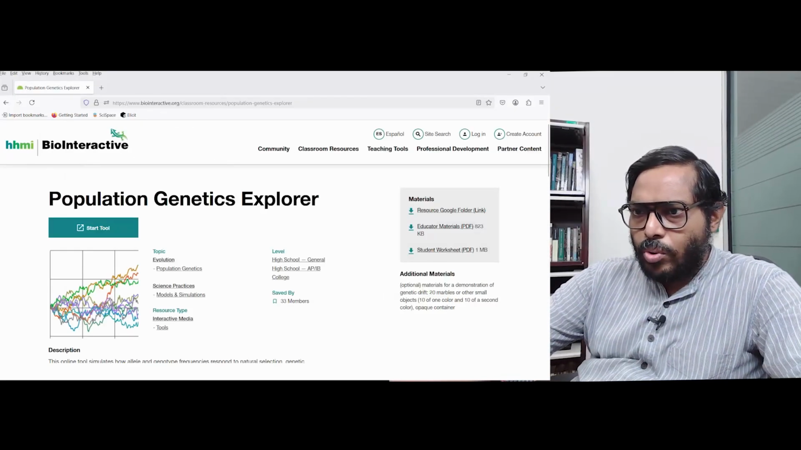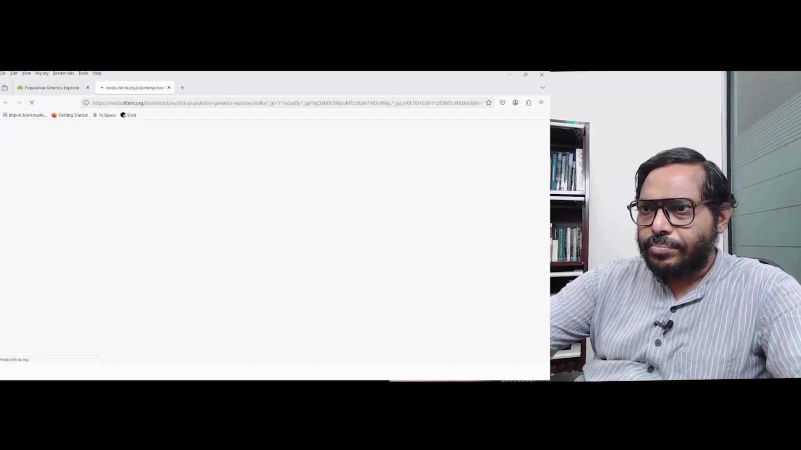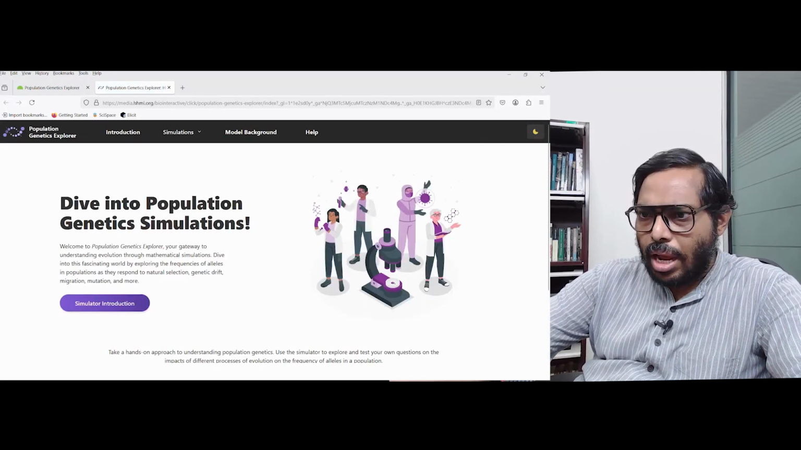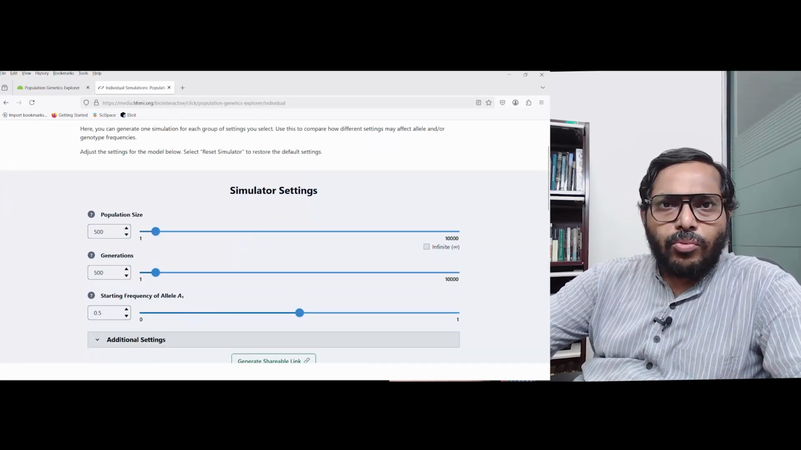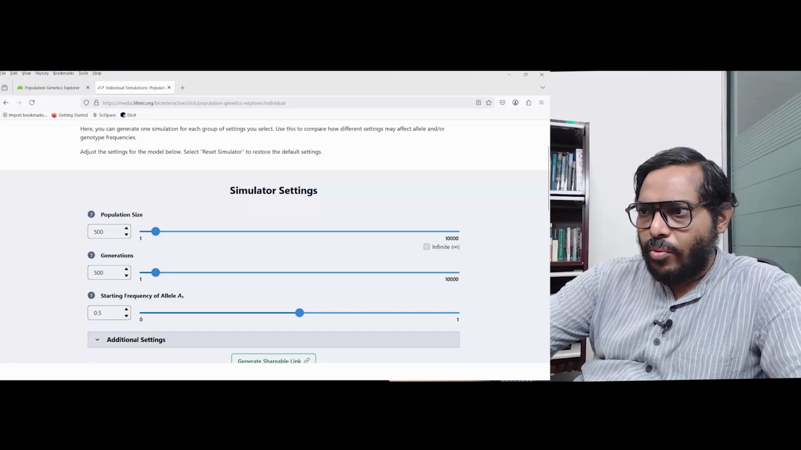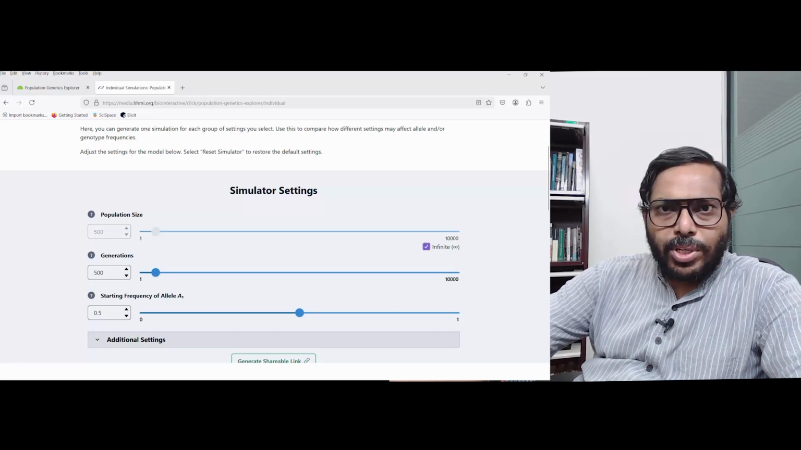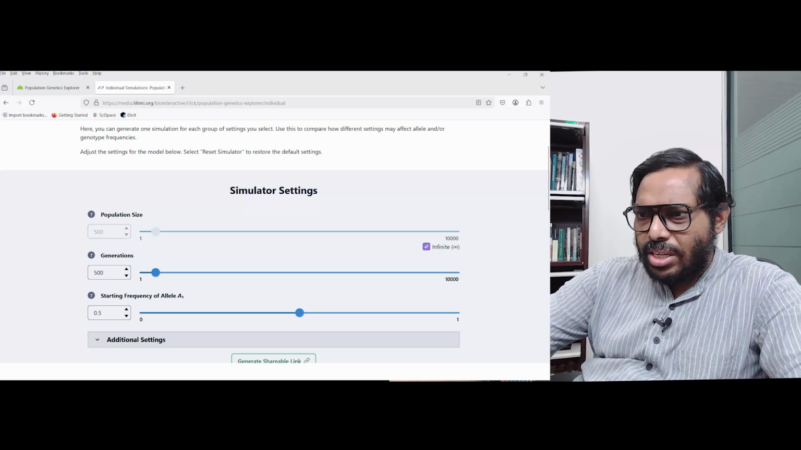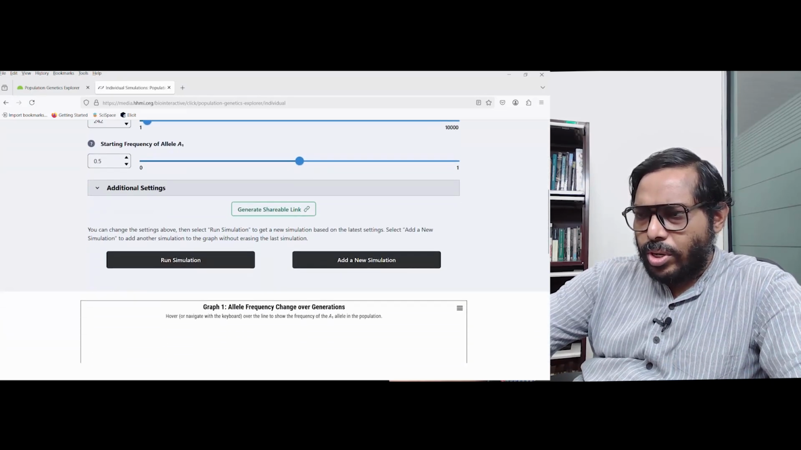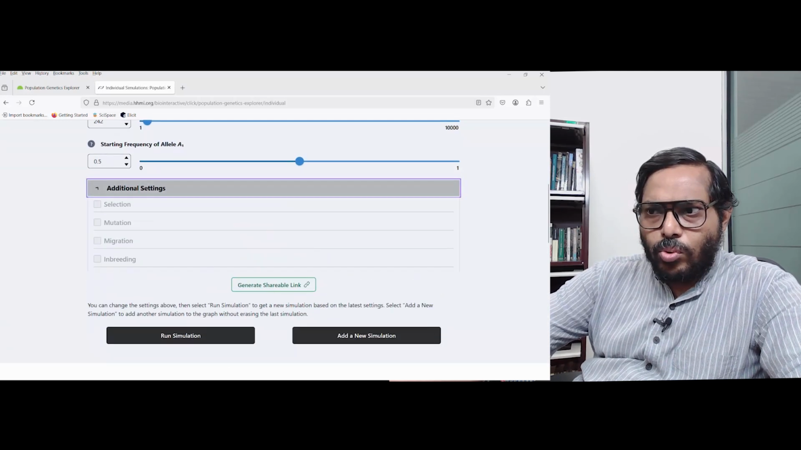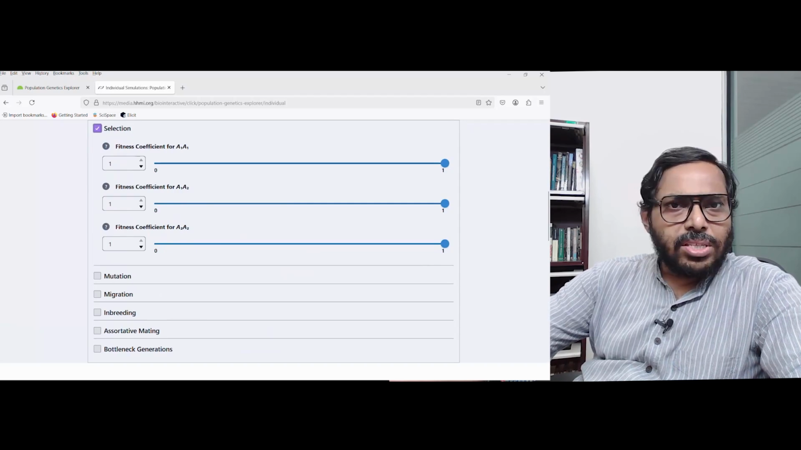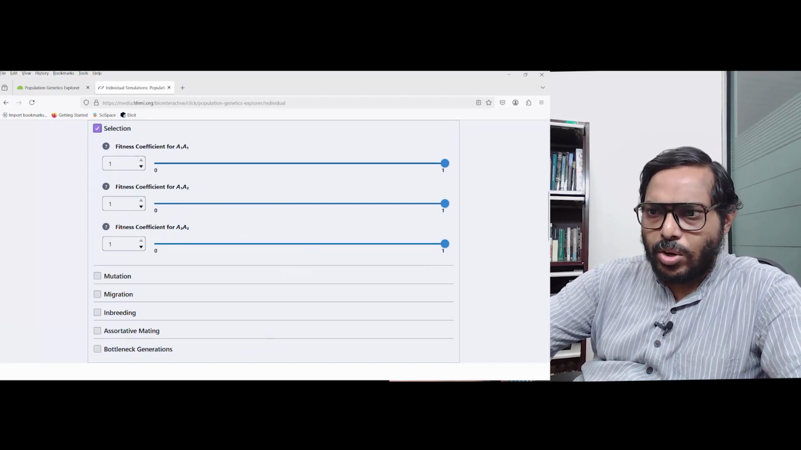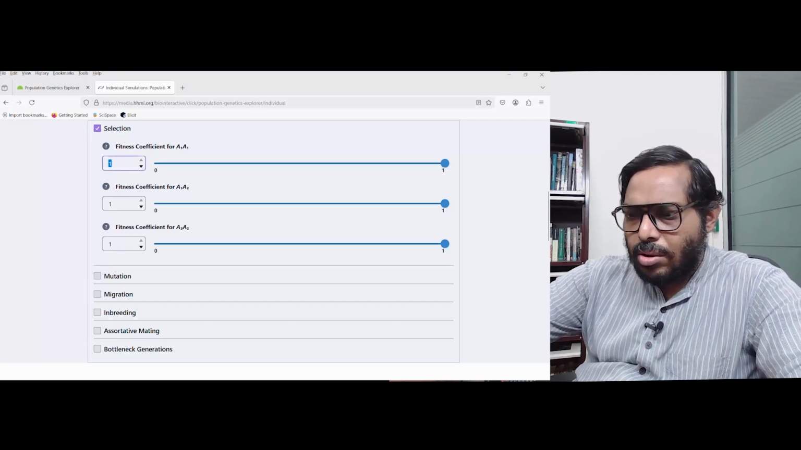So you can go here and you can say start, and then go to individual simulations. Remember, we are assuming that all other conditions of Hardy-Weinberg are operative, so we will take population size as infinite. Number of generations, as we saw, 200 or so is good enough, so we'll keep that here. And then you have to go to additional settings and go to selection, and then you are going to have all these fitness coefficients for A1A1, A1A2 and A2A2. Set these and you will be good to go.